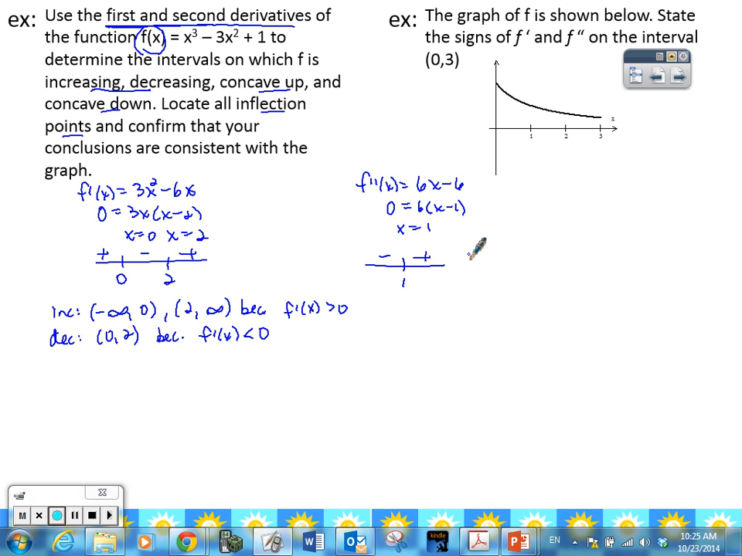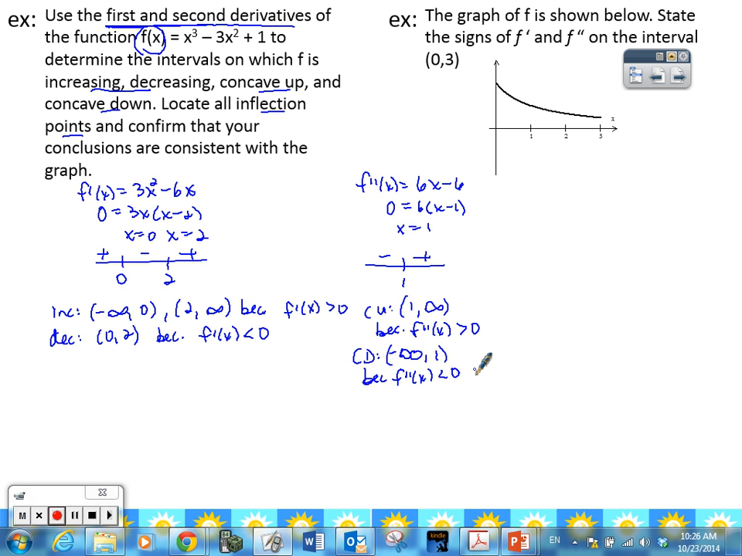So according to our test for concavity, we are concave up from 1 to infinity, because, what does this test tell us? What's our justification? Because the second derivative is greater than 0, and we're concave down from negative infinity to 1, because the second derivative is less than 0. Pretty straightforward. It's very similar, isn't it? Just like what we did yesterday, but with the second derivative.